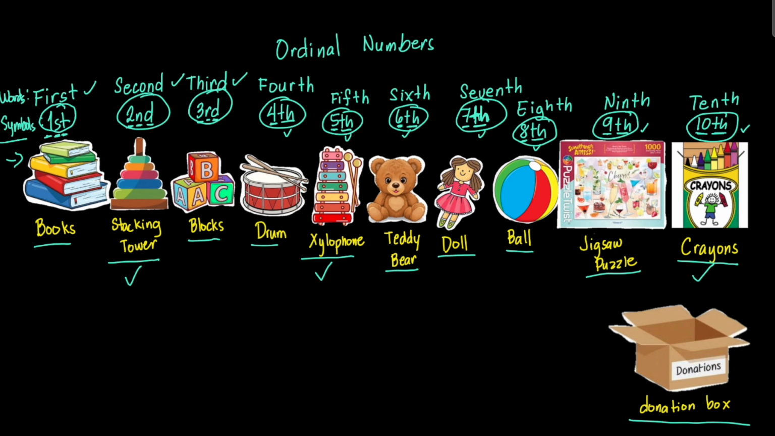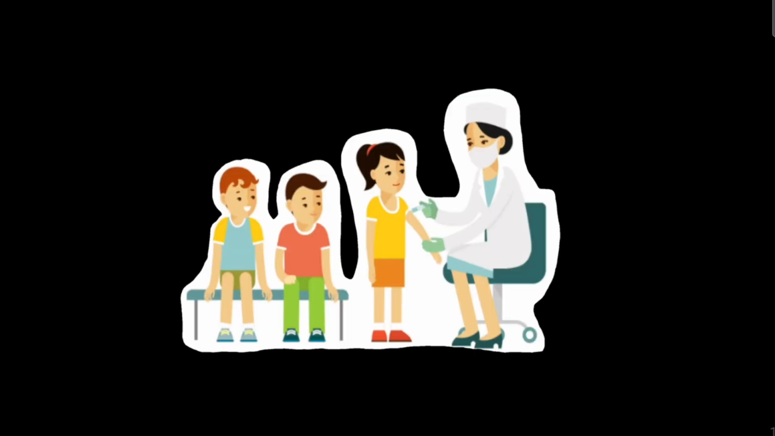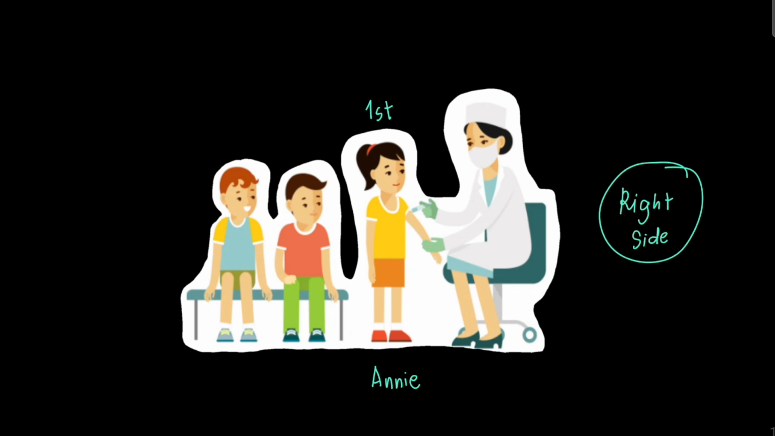Let us have our last example in this video. So look at these 3 kids. They are in line for their vaccination. The first in line for the vaccination beside the nurse is Annie. Annie is the first kid from the right. So you have to remember, this is the right side and this is the left side.